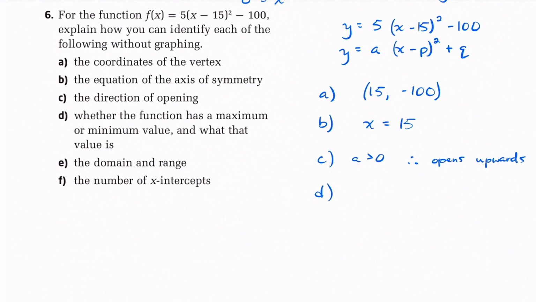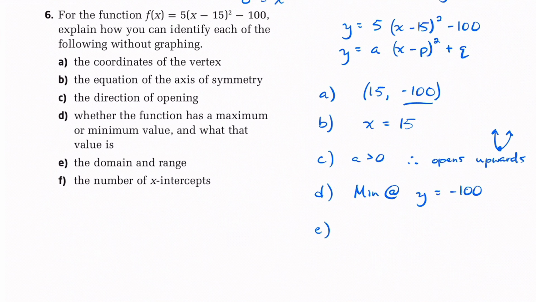Part D, whether the function has a max or a min value. Well, if it opens upwards, that tells me it has a low point, so it has a min. Okay, and where that occurs at is the y point of the vertex. So that was negative 100. So it's y equals negative 100.